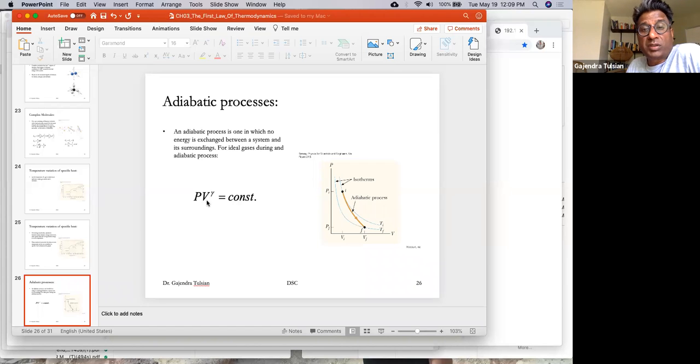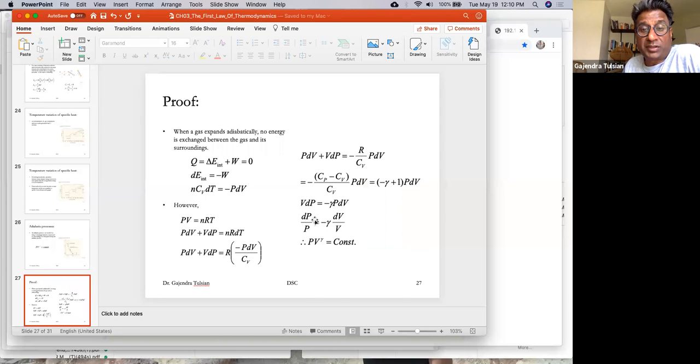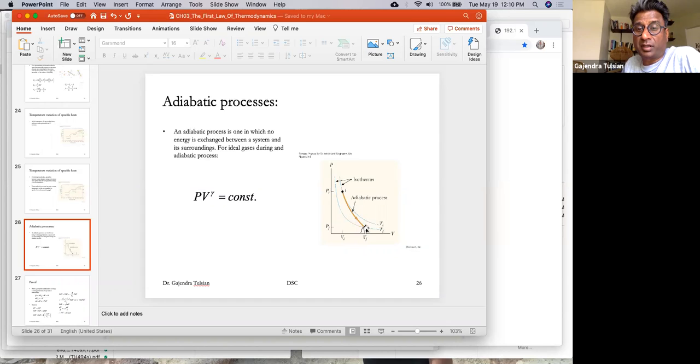And what this equation is saying is PV to the power gamma is constant throughout this curve. For every point, you can calculate PV to the power gamma, and what you'll find is the same value. And this goes through the derivation of it, and again, I won't go through the derivation. So again, what we're saying is PV to the power gamma stays constant during the entire adiabatic process.